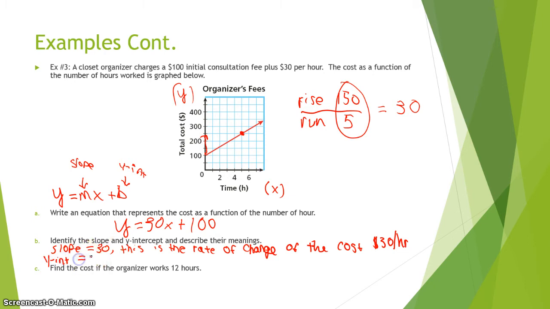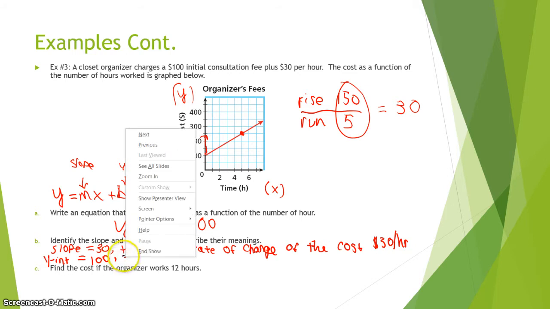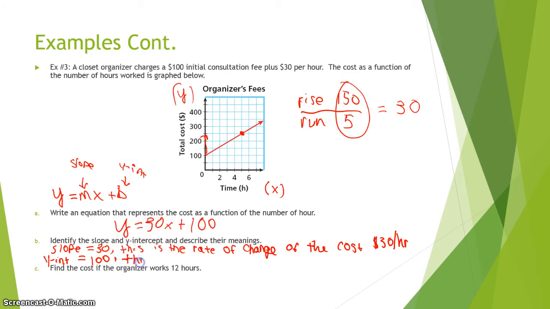Where my y-intercept equals 100, and this is the cost per hour of work. Okay, so what we're just doing is labeling what my slope is representing and what my y-intercept is representing, and we're giving the final answers for my slope and my y-intercept.